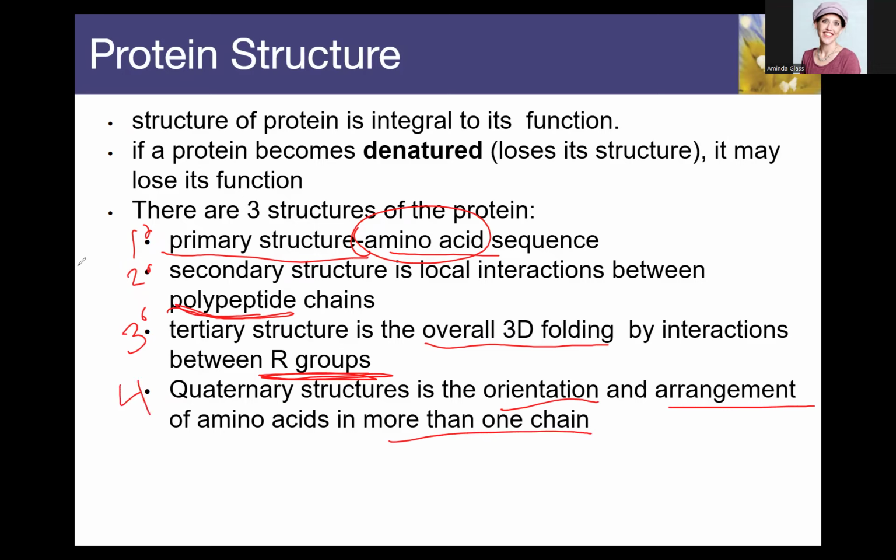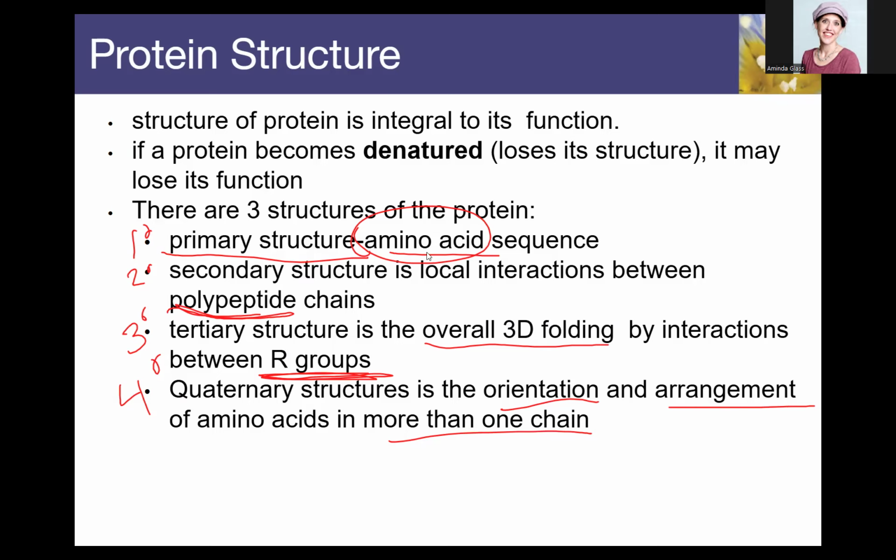So you have primary, that's just your amino acid sequence. So that's just the basics. Then you start having the local interactions between polypeptide chains. Then you get 3D folding and the interactions between the R groups. Then you have the quaternary structure, and that's just more on orientation and arrangements of the amino acids into more than one chain.